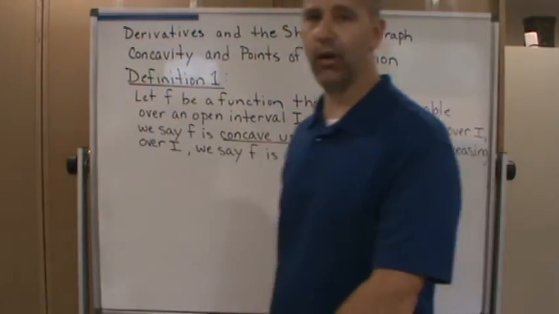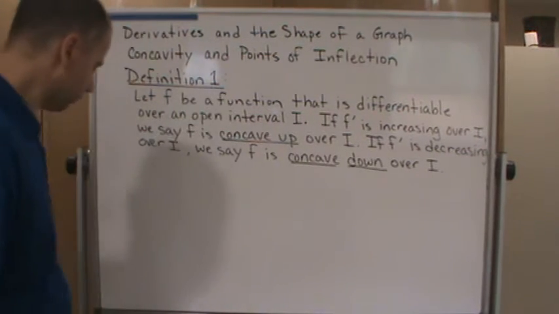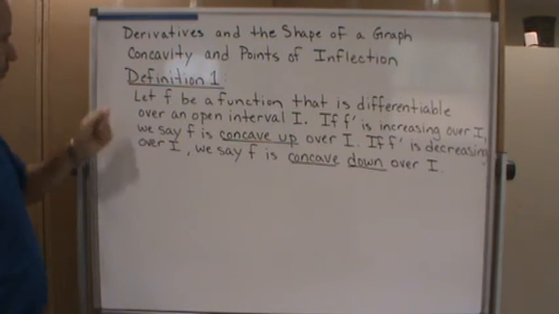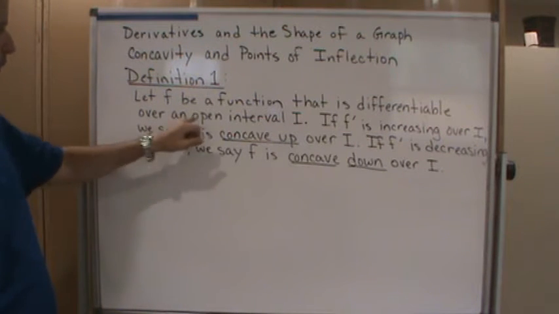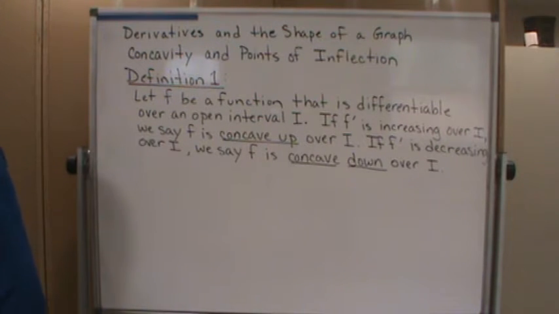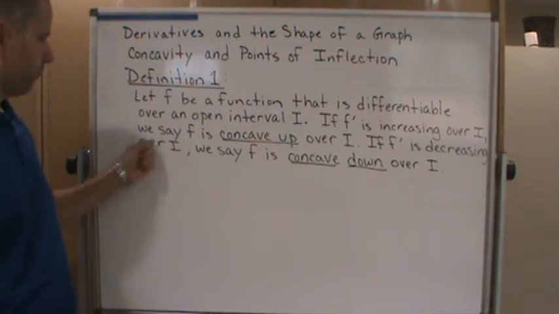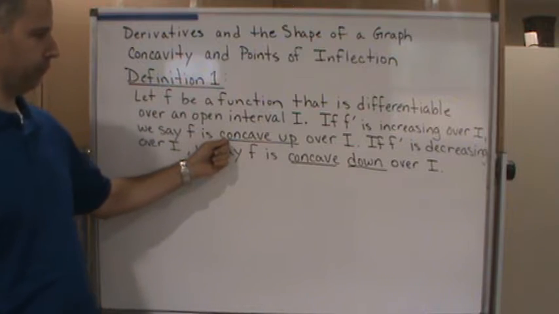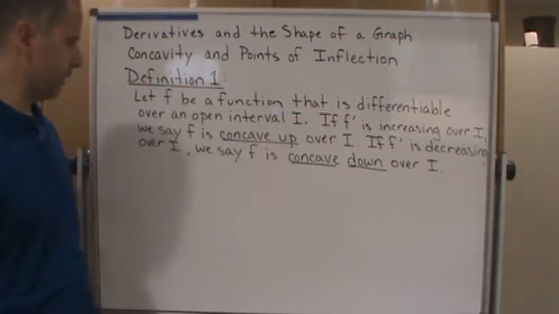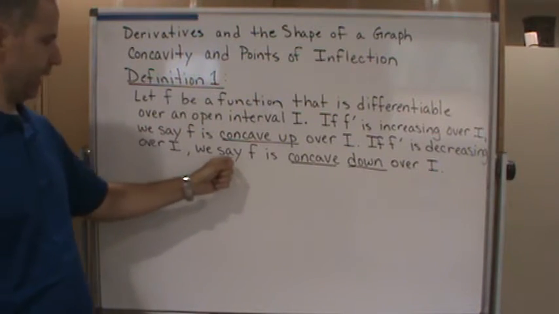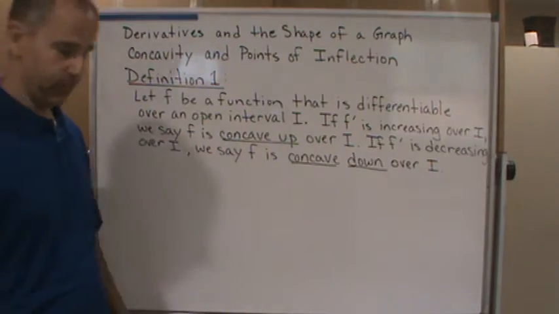Okay, welcome back, and now we're going to go through the definition of concave up and concave down. So, definition 1 says, let f be a function that is differentiable over an open interval I. If f prime is increasing over I, then we say it's concave up over I. If f prime is decreasing over I, we say f is concave down over I. Okay, so now that's the definition.